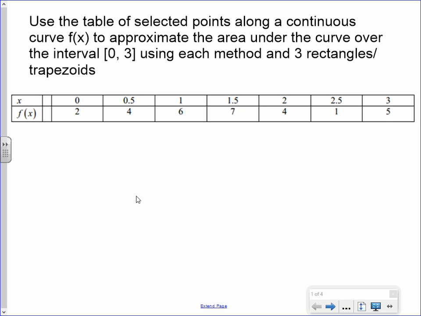Okay, so here are some data values. We collected data every 1/2 unit, whatever that unit may be, or monthly time, who knows? And I want to find the area under the curve. So our interval is 0 to 3, and we are going to use 3 rectangles or trapezoids. How far apart? What's our delta x?